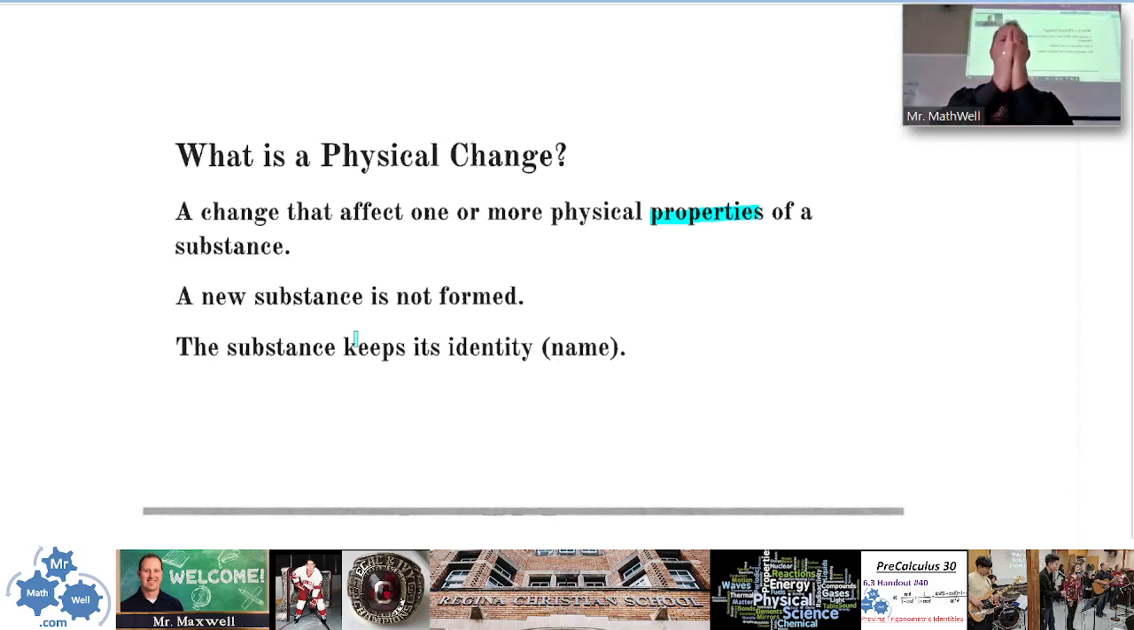And of course, when you break a piece of wood in half, that's a physical change because we're not actually creating something new. You don't chop a piece of wood and then all of a sudden it turns into Jell-O.